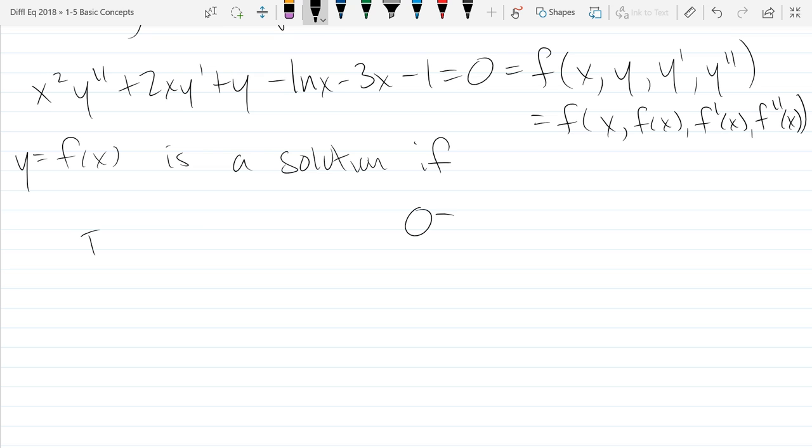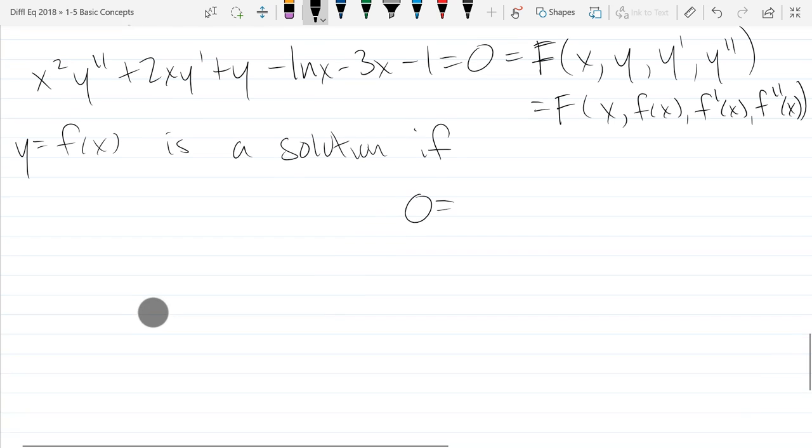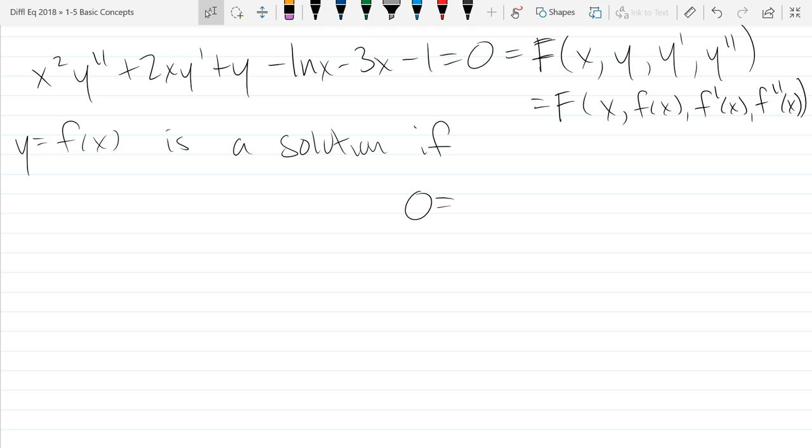So if zero equals f, I used f twice to mean two completely different things. I messed up. So we'll still use a little f for our f of x function, but let's call this one big F. Fix it. There's really two completely different functions going on. One of them is a solution function, the other one is essentially the original function that was the differential equation.